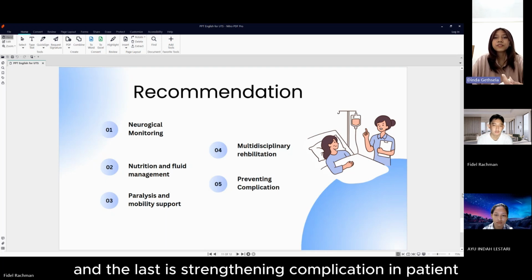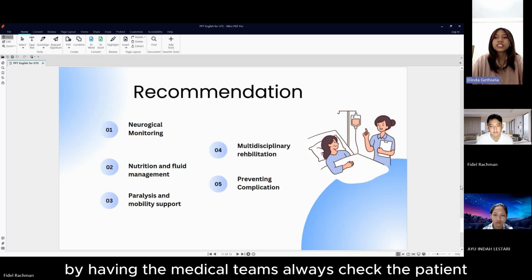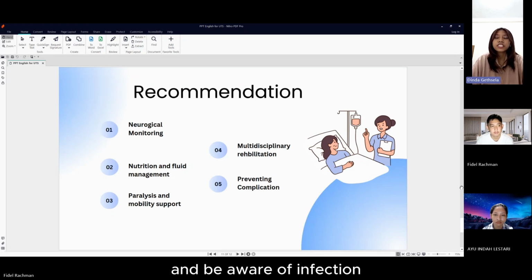And the last is preventing complications in the patient by having the medical teams always check the patient and be aware of infection, and always check the patient's blood pressure and blood condition so that blood clots do not occur, which can cause ongoing strokes.